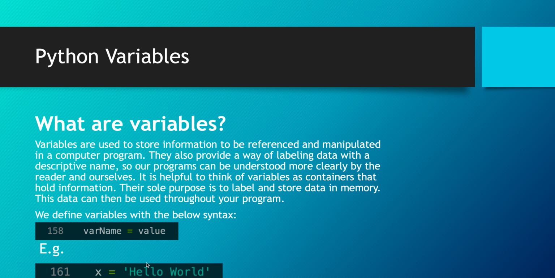Okay, so now let's move on to variables. Variables are used to store information to be referenced and manipulated in a computer program. Think of it like this. There's a box you can put, let's say, a pencil in, right? And you can put a label on it and write pencil. So it is helpful to think of variables as containers that store information. Their sole purpose is to label and store data in memory. The data can then be used throughout your program.